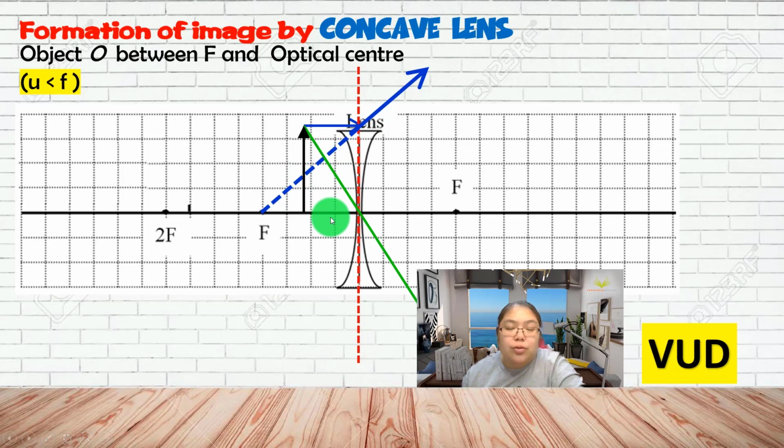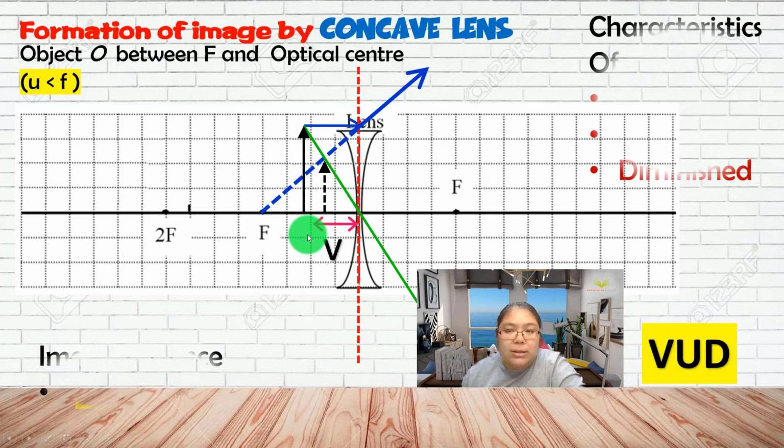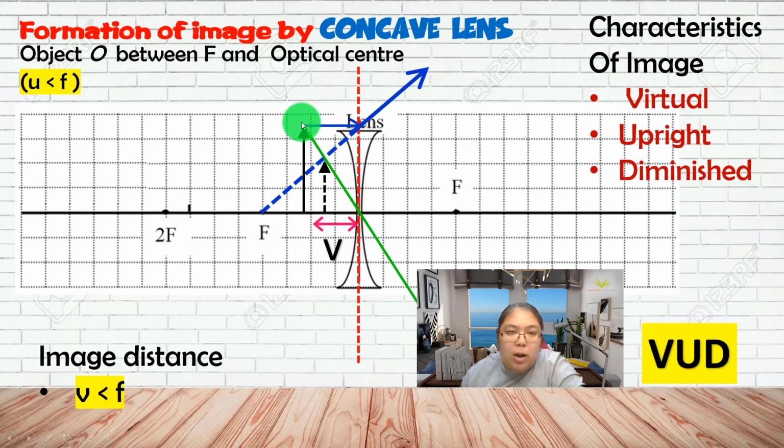Okay, so we go to draw. This one is part 1, so your image must be virtual. So virtual, we draw a dotted line. So this one is your image. The image distance is the shorter one. Object distance is from this object until the lens. So this one is called object distance. This one is the image distance. So from here we see very clearly, object distance is longer than image distance.